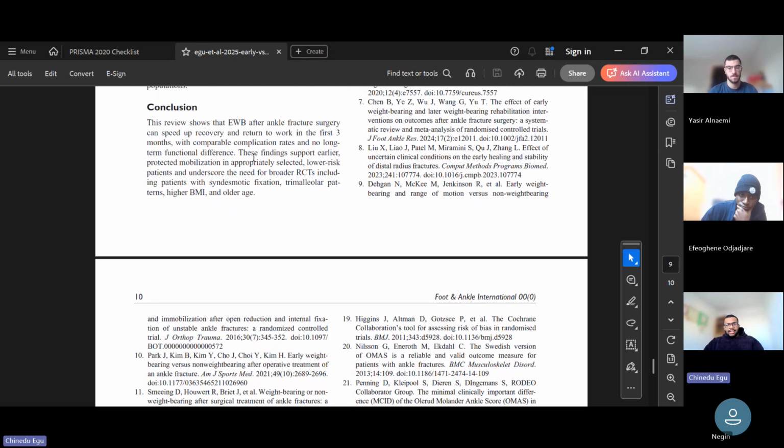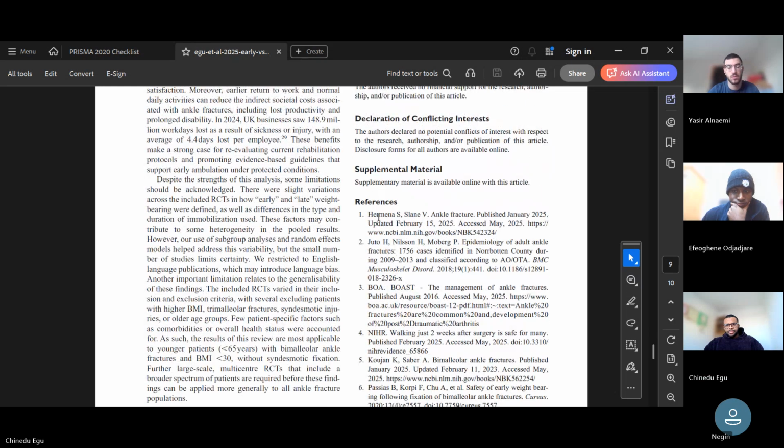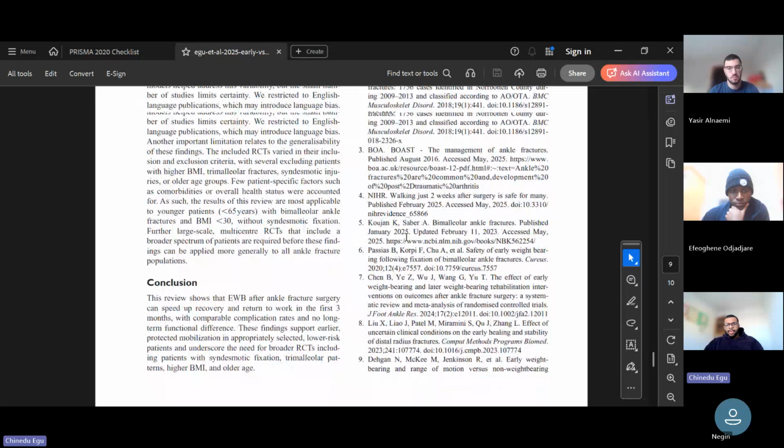And then we went on to say that the trials included appropriately selected lower risk patients, and it underscores the need for broader RCTs, including patients with syndromic mutation, and so on. So we've gone ahead to actually mention what future researchers should focus on. So yeah, that's it. This is your schema, and then you talk about your references at the end. Yeah, and that's it really.